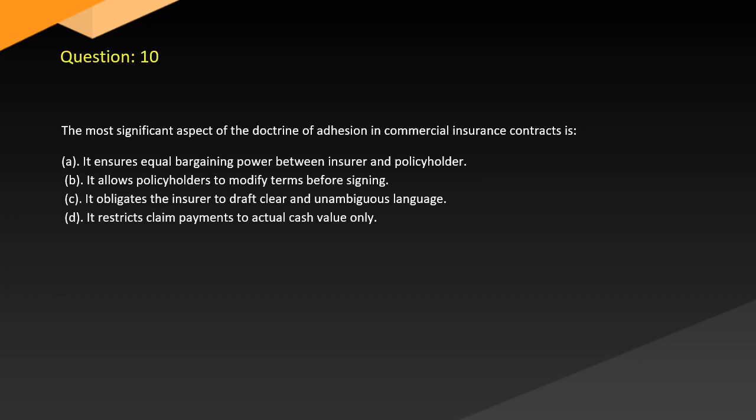Question 10. The most significant aspect of the doctrine of adhesion in commercial insurance contracts is: A. It ensures equal bargaining power between insurer and policyholder. B. It allows policyholders to modify terms before signing. C. It obligates the insurer to draft clear and unambiguous language. D. Restricts claim payments to actual cash value only.